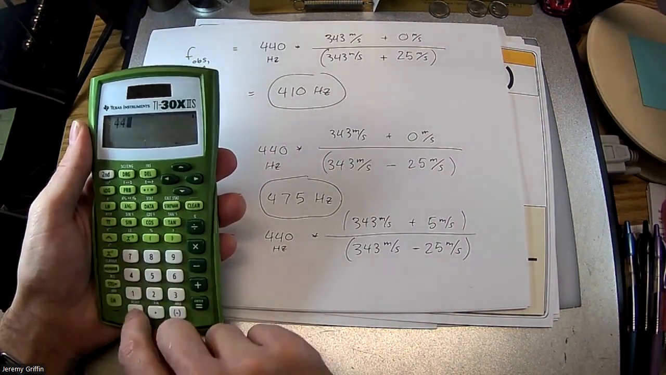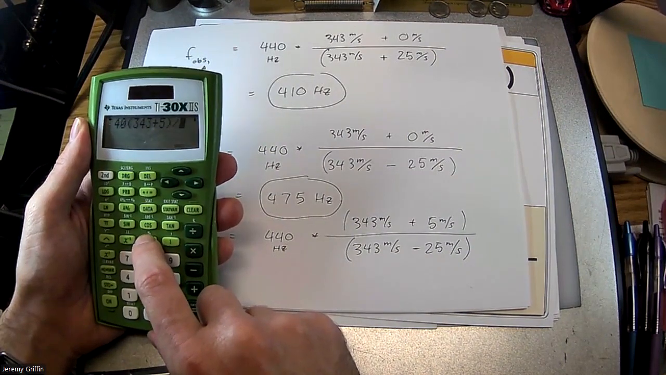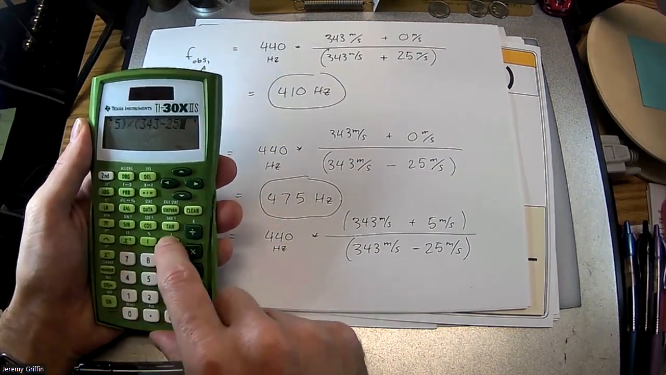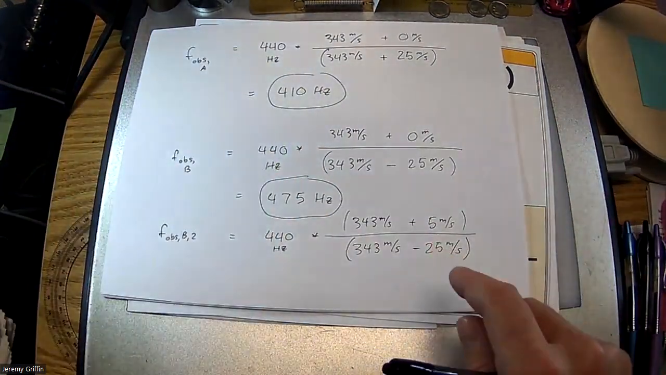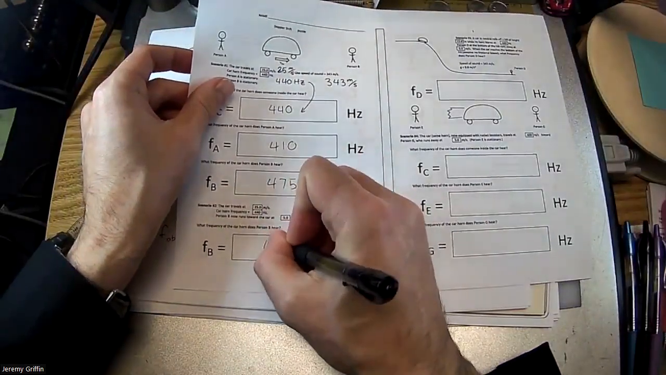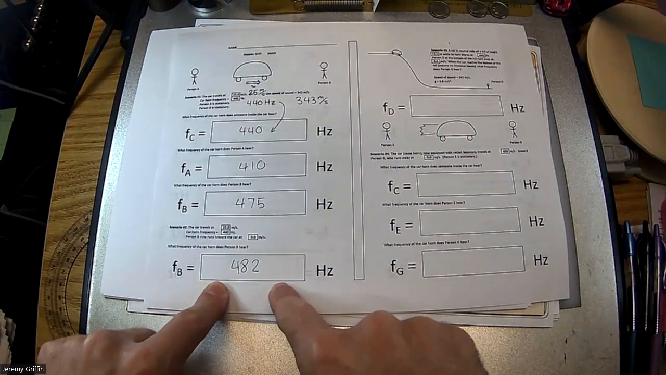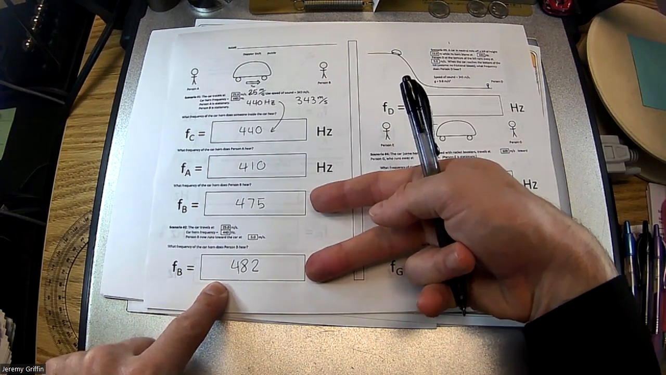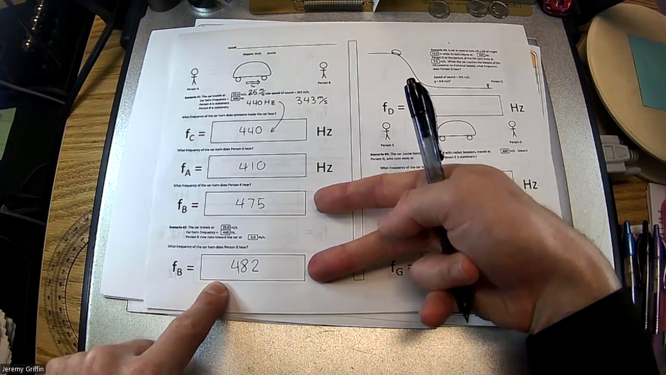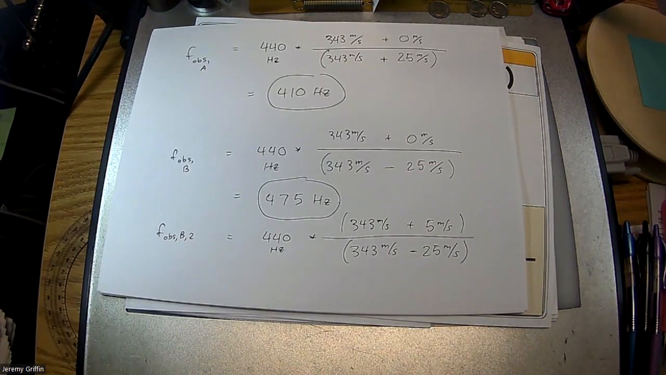Let's try this out. It's 440 times 343 plus 5, in parentheses, over 343 minus 25. Make sure you've got order of operations and everything grouped correctly. I'm getting about 482-ish hertz. Now, if you did everything correctly, this should be the highest frequency so far. Notice that by running towards the car, it increases the frequency above standing still. If you compare these two, there it is right there.